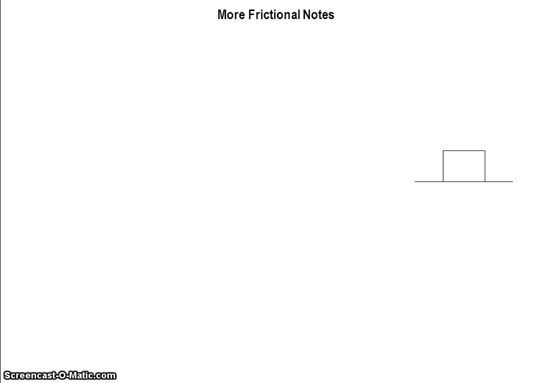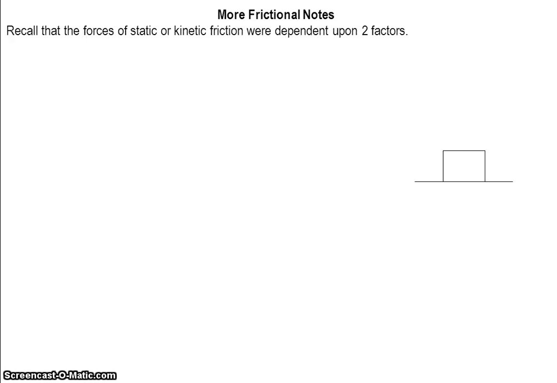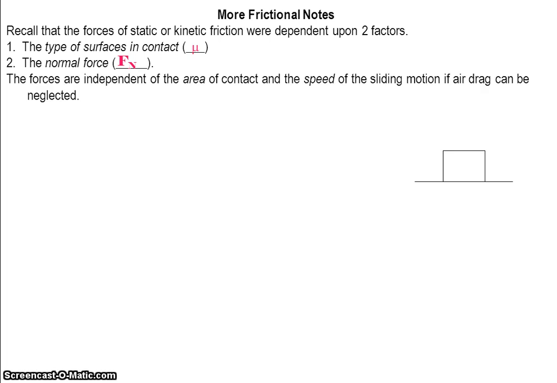Again, just remember that static and kinetic friction depend on two factors. The first was the type of surfaces that are in contact, which is represented by the mu value. And then the other is the normal force, which is the F sub n value from yesterday. And again, these forces are independent of the area in contact and the speed of the sliding motion.